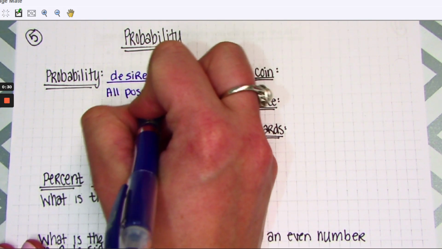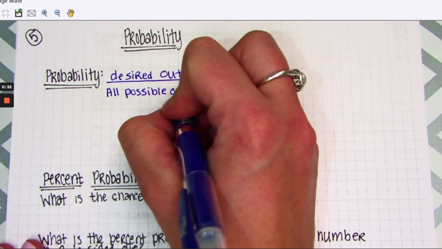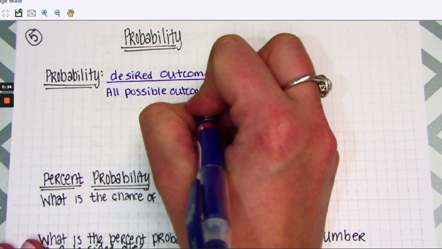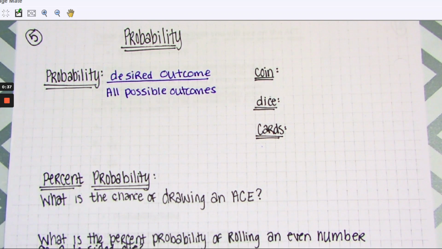So the hardest part about probability is just trying to set the problem up. The problems most of the time are word problems, and on page 6 we have examples of how they're used on the ACT, like types of probability. But probability is just the desired outcome, which is like what you want, over all possible outcomes.